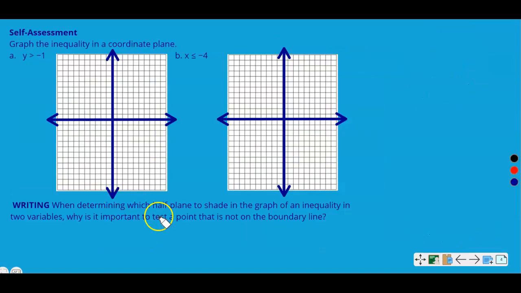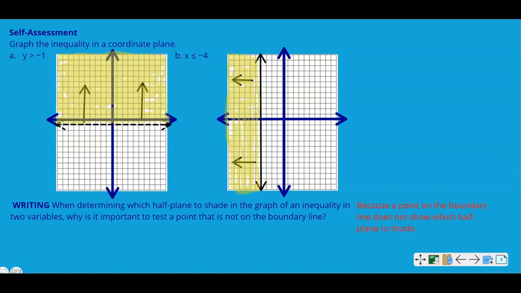All right, self-assessment. I want you to take a few minutes, pause the video, see if you can graph these inequalities on your own, and then answer this question as well. When determining which half plane to shade in the graph of an inequality in two variables, why is it important to test a point that is not on the boundary line? All right, so when you have an answer for these, just come back and we will look at them together.